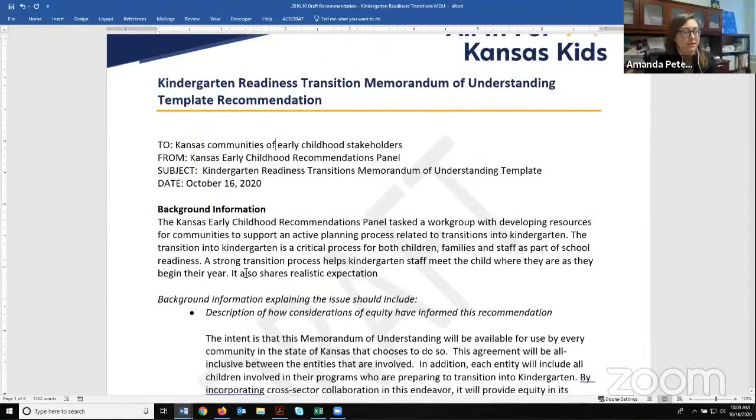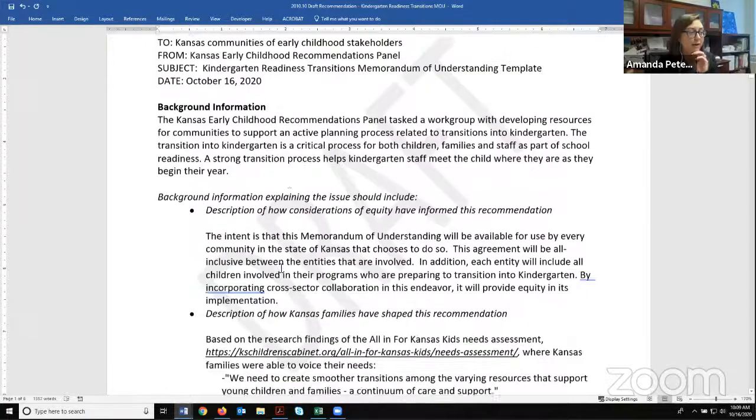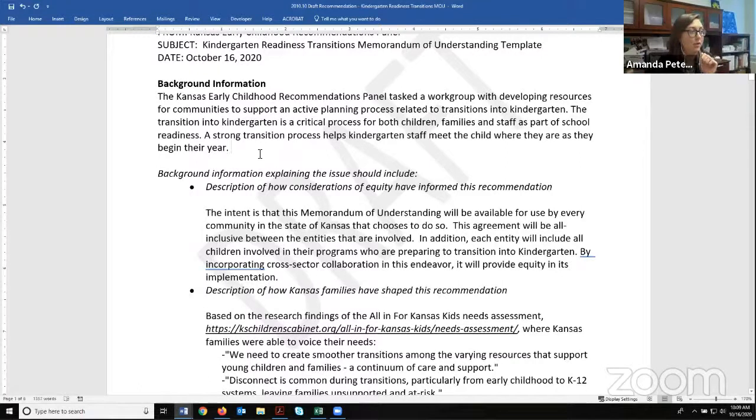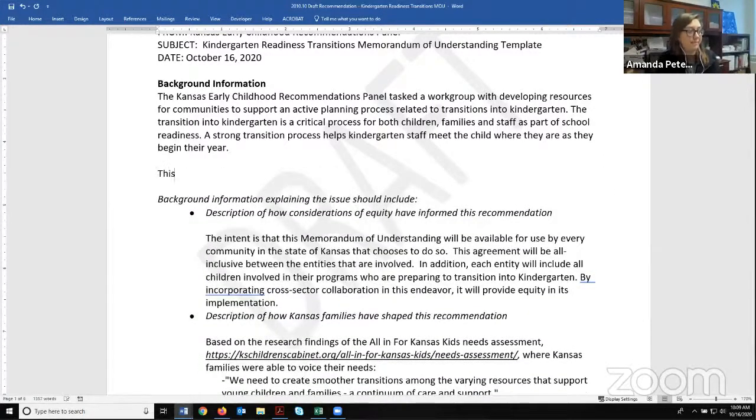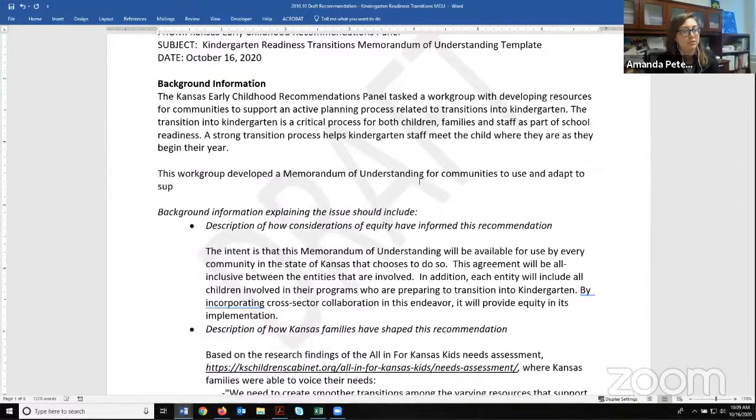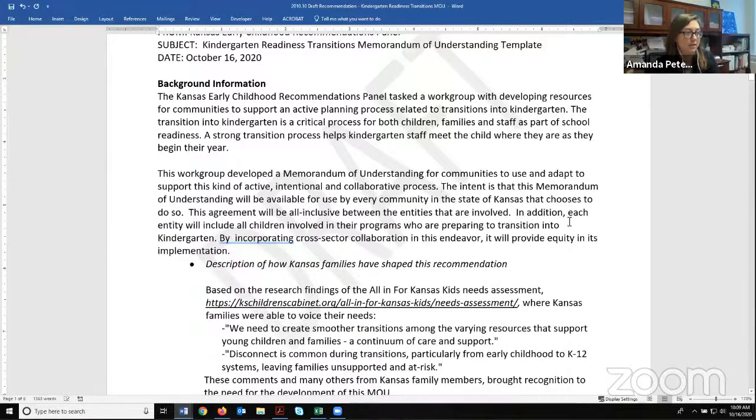So I think we've got some background information at the top, and then we can say that this work group developed for communities to use and adapt to support this kind of transition. And then I can just take this draft language that we shared out. The intent is that this memorandum of understanding will be available for use by every community in the state of Kansas that chooses to do so.